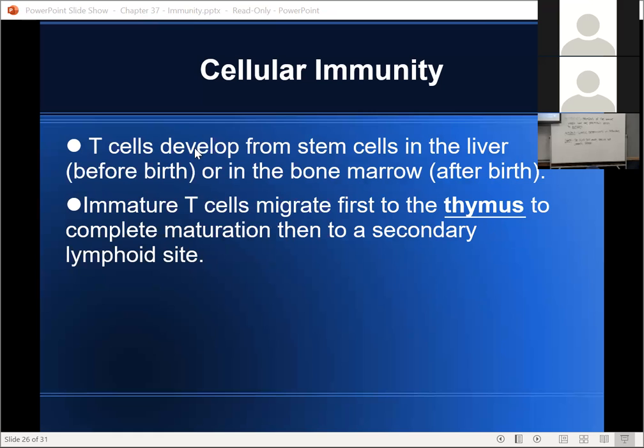Okay, so again, I'm not worried about you guys knowing how B cells or T cells develop, so don't worry too much about this first bullet point. T cells develop from stem cells in the liver before birth or in the bone marrow after birth. Immature T cells migrate first to the thymus to complete maturation, then to a secondary lymphoid site. The secondary lymphoid sites are the same as what we saw for the B cells, so we're talking about tonsils, lymph nodes, spleen.